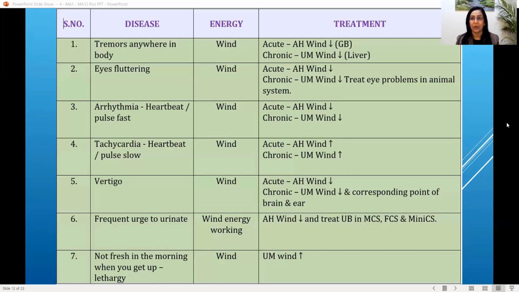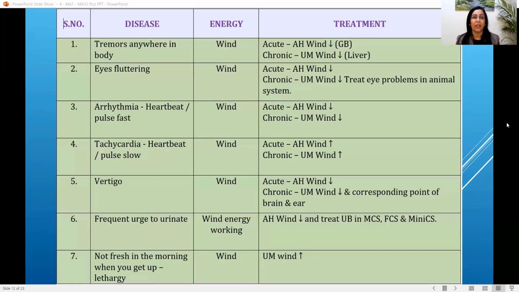In case of vertigo, vertigo is also a movement problem and a wind energy problem. So in case of vertigo, if a person has just suddenly developed the symptoms, then you could do wind sedation, sedate the gallbladder meridian. Or if the vertigo has been going on for very long and it is a chronic case, then you will sedate the liver meridian, which is the wind meridian. And for vertigo, you should also treat the corresponding points of brain and ear, because the ear is very important: it is some lack of balance or some disharmony of balance in the ear which causes vertigo.